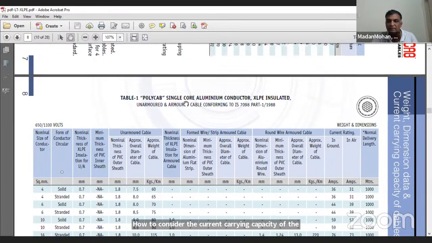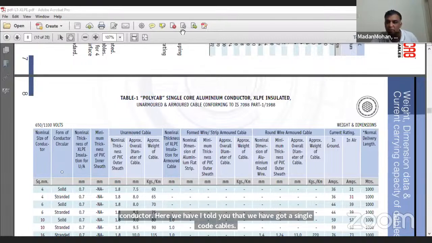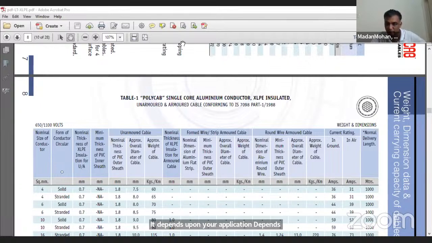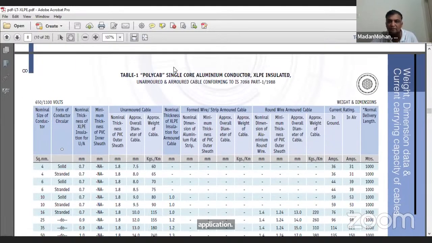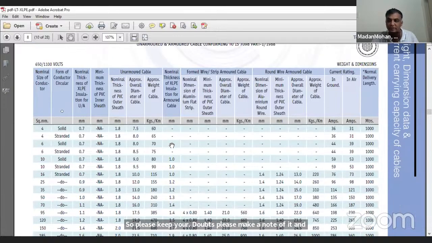Here we have single core cables and two core cables, depending upon your application. I'll clarify all your doubts at the end of the session. Please keep your doubts. I'll give you time, because if I get into the doubt session now, the main content will get deviated, Mr. Balaji and all. Please make a note of it, and we'll discuss one by one at the end of the session. I hope you understand. Thank you so much for your understanding.